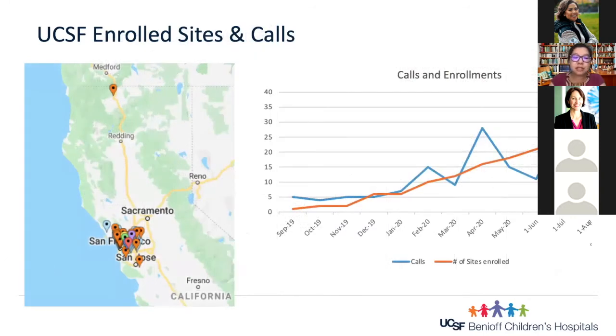So here's just a look at the practices that we've enrolled in the year that we've been operating. As you can see, we're enrolling practices throughout Northern California. We have 38 practices enrolled so far as of last week in 7 counties: Alameda, Contra Costa, Marin, San Francisco, Santa Clara, and Sonoma. We've had a total of over 170 calls.